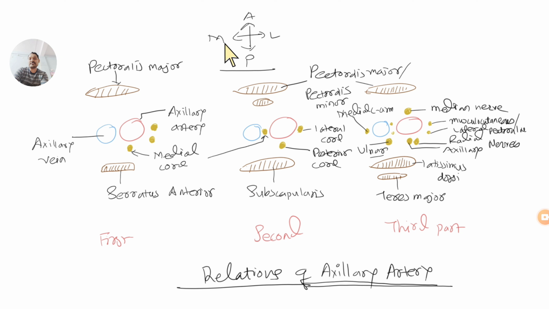You have to understand first the directional arrows. This is your medial direction, this is your lateral direction, this is your posterior direction, this is the anterior. Anterior here means superficial part, posterior here means deep part, medial is medial, lateral is lateral. Lateral is away from the body towards the humerus, and this is towards the chest wall, okay.